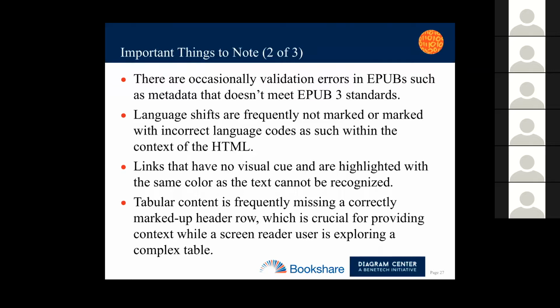Links don't have a lot of visual cues and are highlighted with the same color as the text and can't be recognized. So make sure your CSS, and just go through it and hit tab to go between the links and make sure that they're highlighted the way that you're expecting. And so a low vision user will be able to know where they are. Tables are often missing the correct markup. Doesn't have the heading row, for example, which is crucial for when a screen reader is exploring a complex table. And I'll show you an example of that.